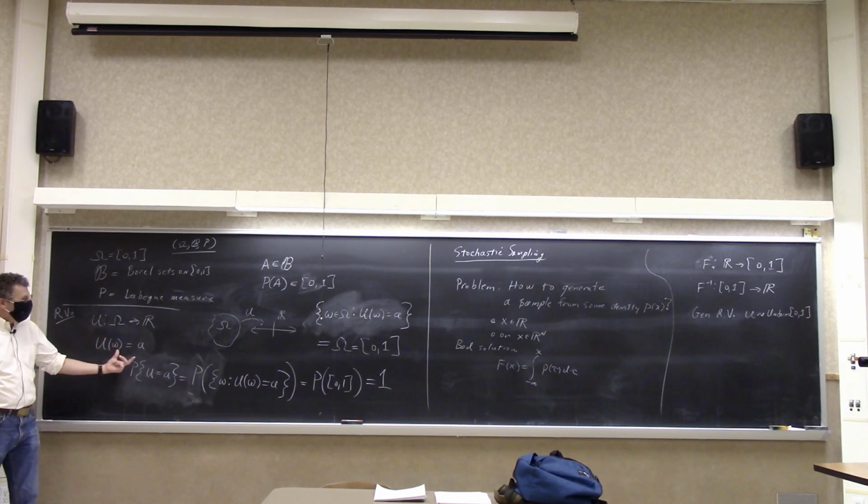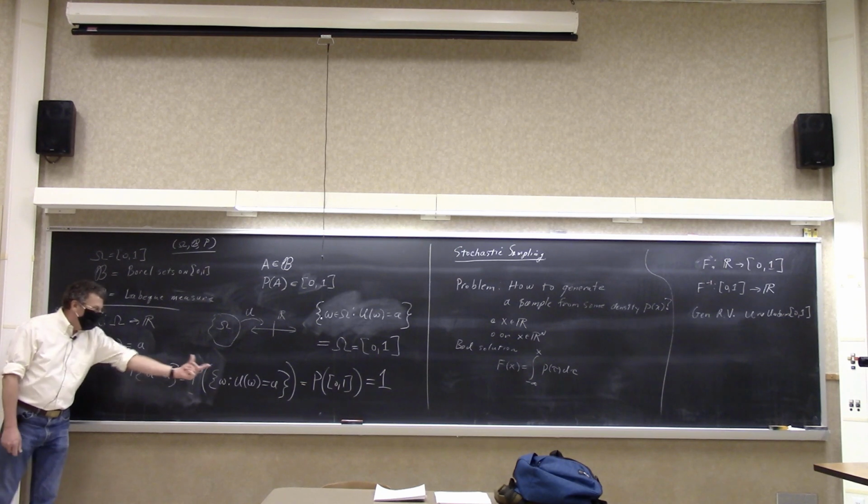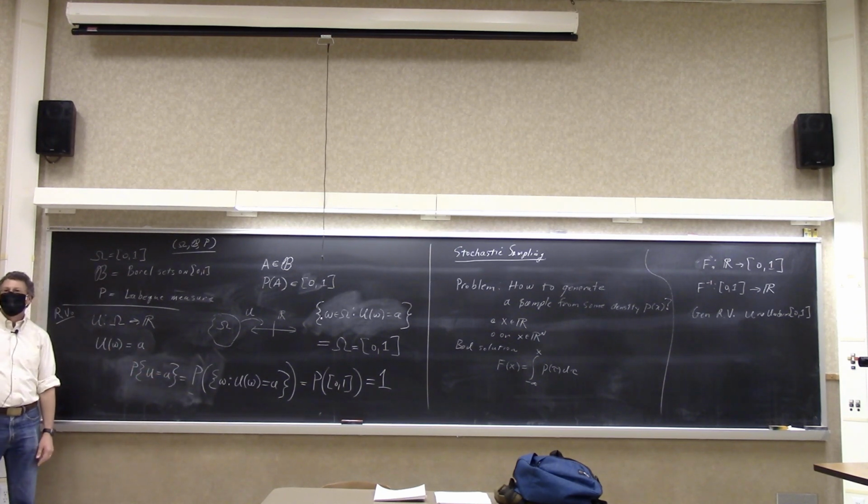So do you see what happens here? If I set U equal to a, then the probability that U equals a is 1. So that's not what we need, is it?